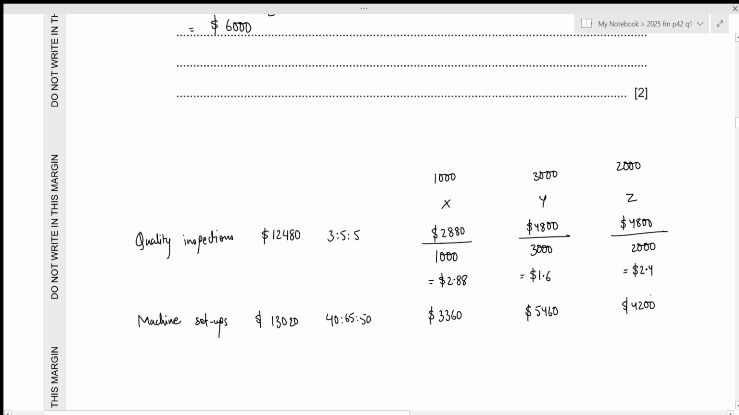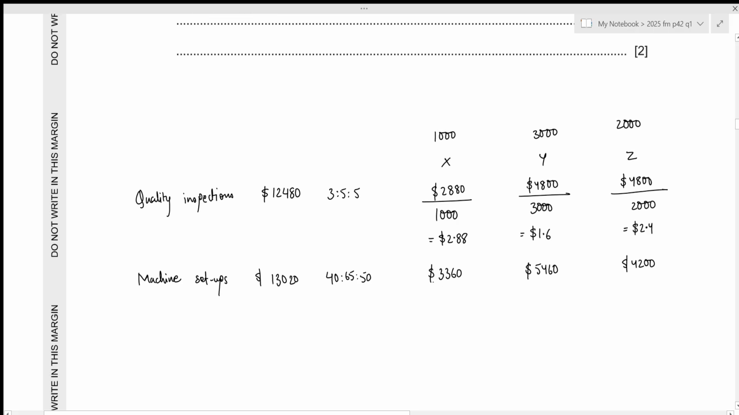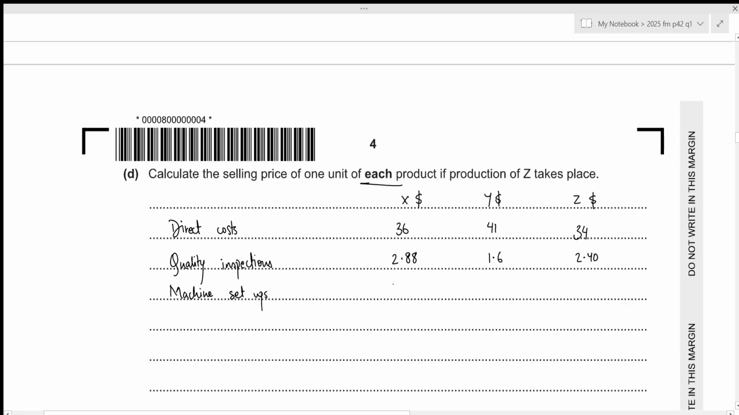Now again, we need the per unit machine setup cost. So we need to divide it by the number of units. So divided by 1,000 for X, divided by 3,000 for Y, and divided by 2,000 for Z. So for X, the value will be 3.36. For Y, the value will be 1.82. For Z, the value will be 2.1. Let's write it down. So that is 3.36 for X, 1.82 for Y, and 2.10 for Z.